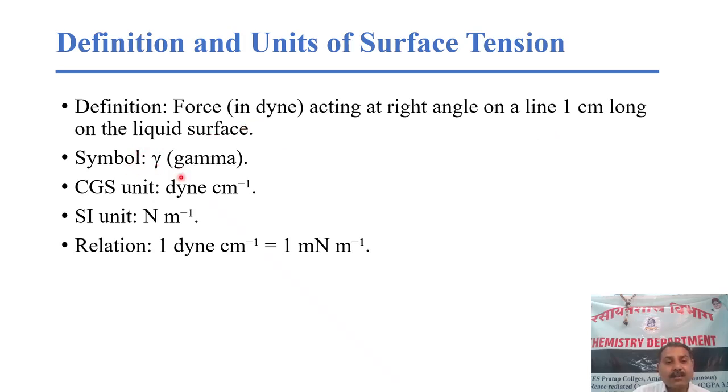Its symbol is gamma. Its CGS unit is dyne per centimeter, because it is the force acting at right angle to a line which is 1 centimeter in length. The SI unit is Newton per meter, and the conversion is 1 dyne per centimeter equals 1 millinewton per meter.